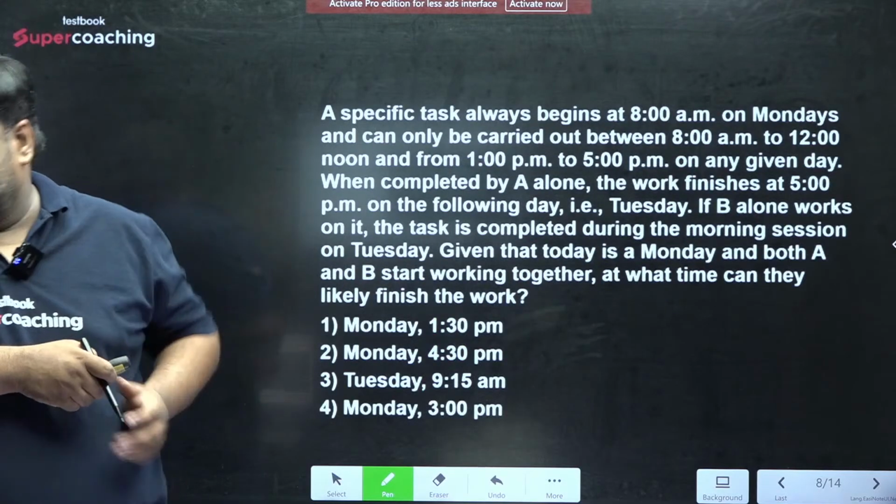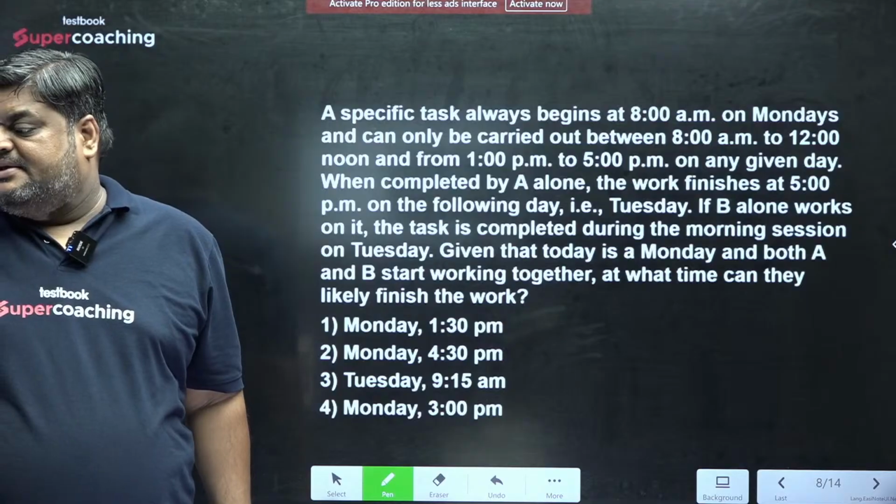लेट्स जंप टू नेक्स्ट क्वेश्चन. अगले क्वेश्चन पे जंप कर जाते हैं.